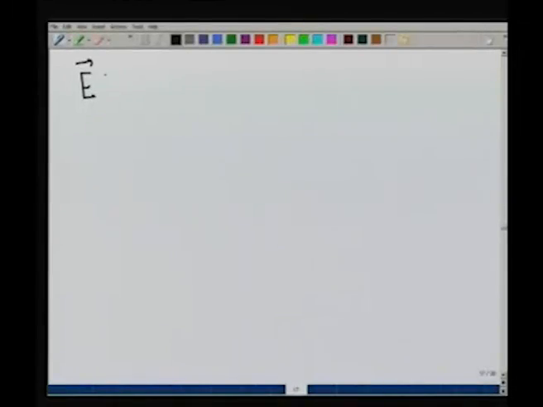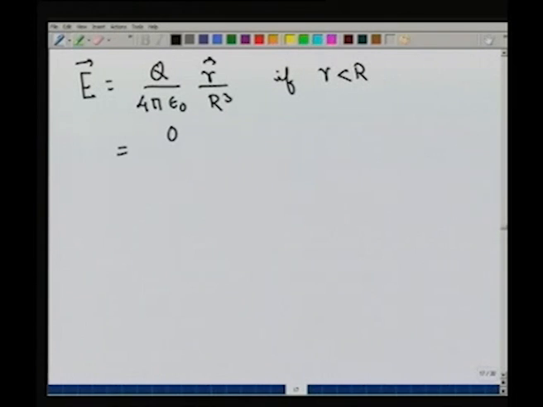So what is my field? My field is nothing but q over 4 pi epsilon naught r by R cubed if r less than R, and this is equal to q over 4 pi epsilon naught 1 by r squared if r greater than R. Notice that the field is continuous at the point r equal to R, capital R.